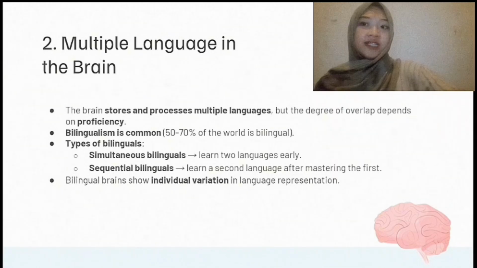The bilingual brain shows individual variation in language representation. In highly proficient bilinguals, the first and second languages have similar areas of activation, while in bilinguals with low proficiency, the second language activation is more spread out and not so focused as in the first language.